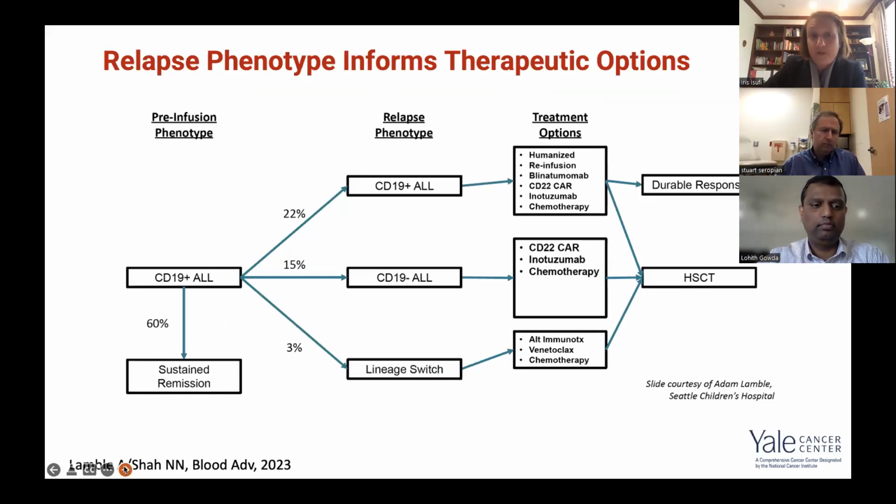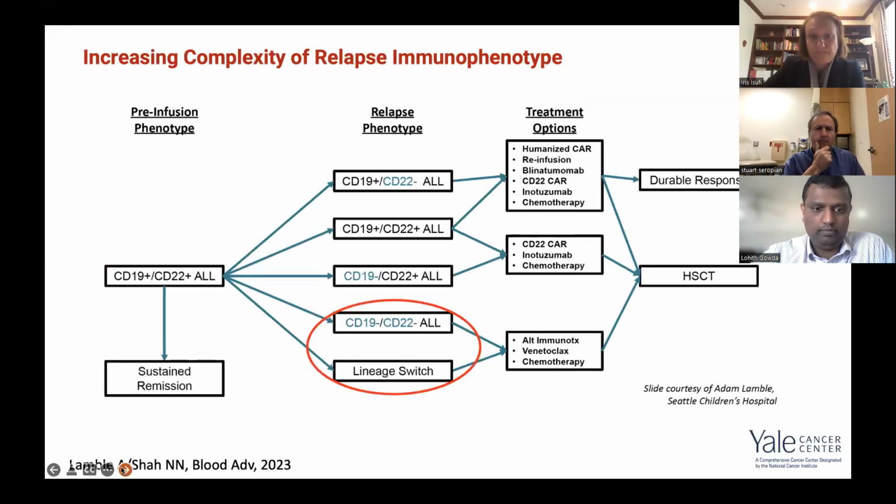The relapse phenotype is very important, and it informs our therapeutic decisions. So about 22% of patients will relapse with CD19-positive disease, about 15% with CD19-negative ALL, and about 3% have lineage switch. And the group that has lineage switch actually is the group that has the poorest outcomes, and they have quite poor outcomes even with CAR T-cell therapy.